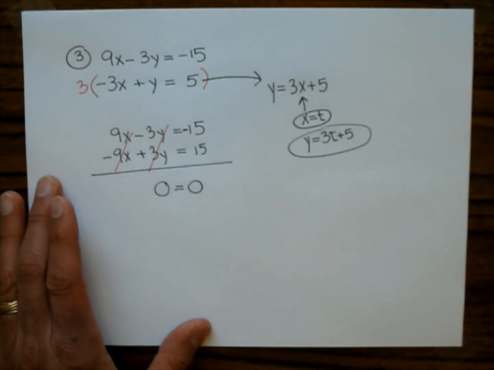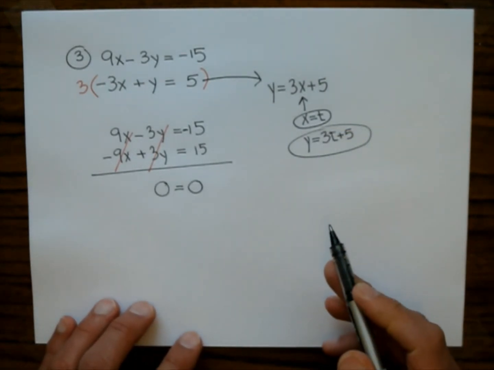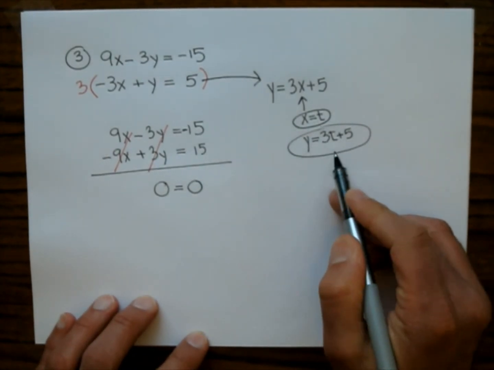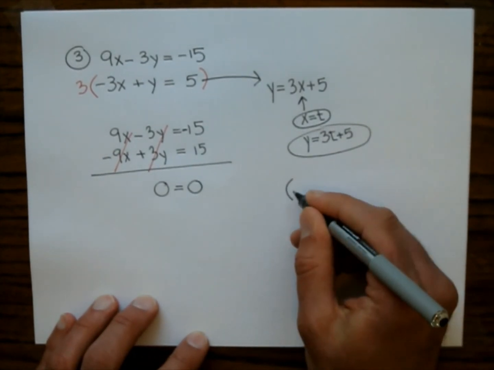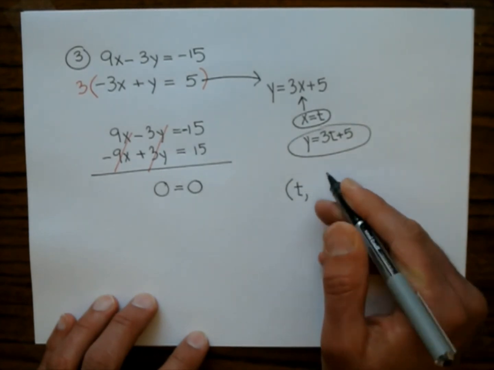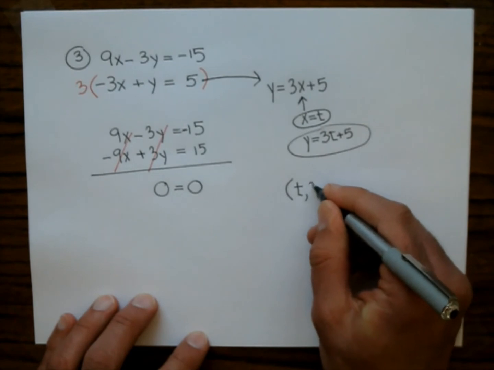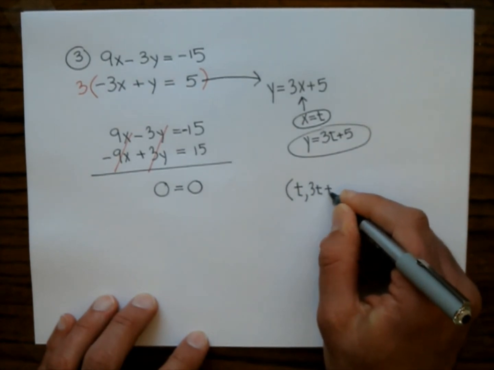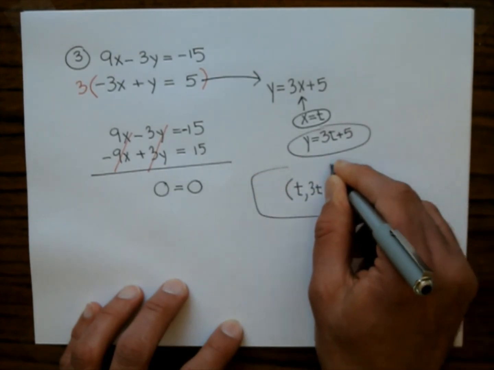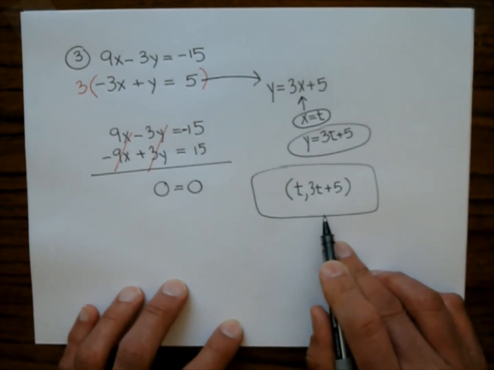And so, remember how on the first one we had x equals something and y equals something? Well, we have that here, and we're going to write this as an ordered pair. The first one is the x value, which is t, and the second one is the y value, which is 3t plus 5. And so we are done, okay?